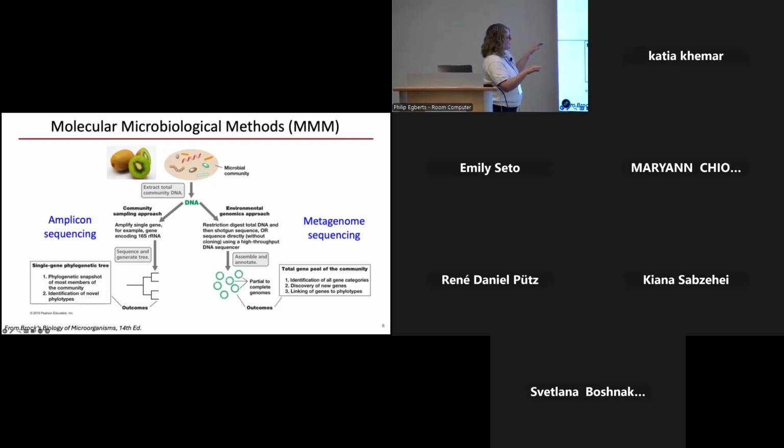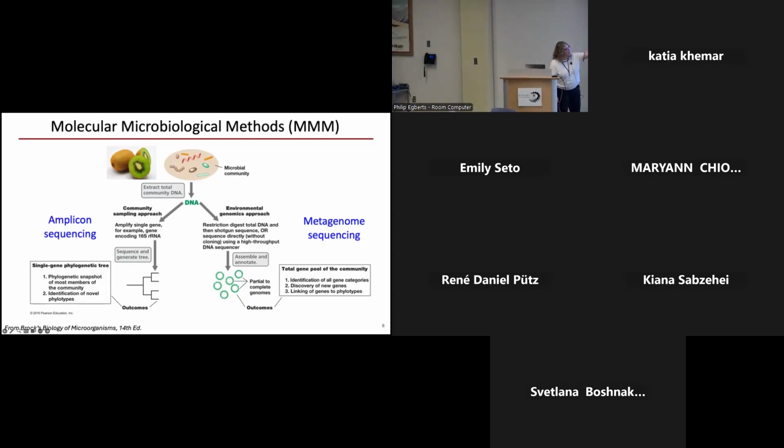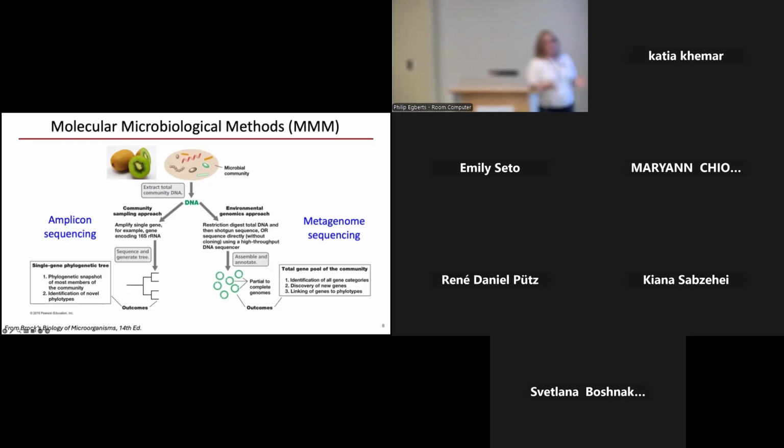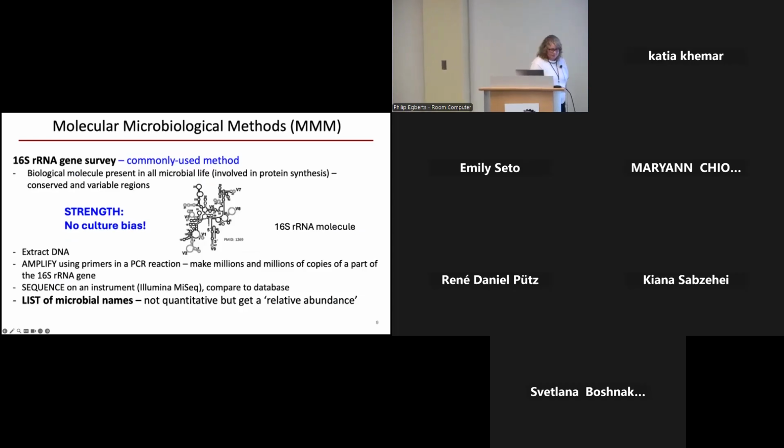So once you have that DNA, again, you can do amplicon sequencing, figure out who the microbes are, or you can do metagenomics, where you get all of the genetic information about all of the microorganisms in your sample. So just a really fundamental breakdown of these techniques.